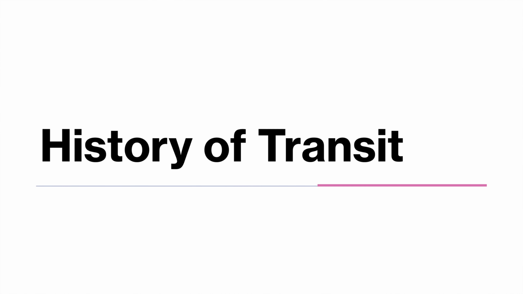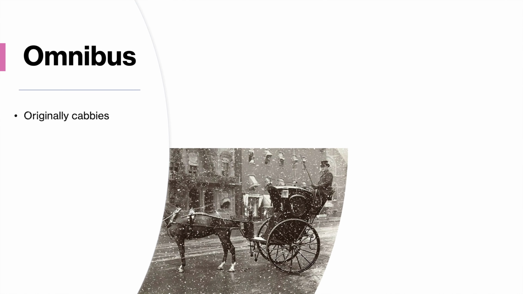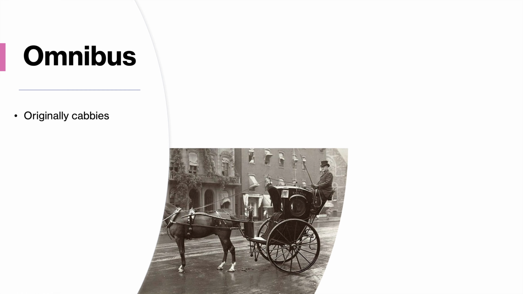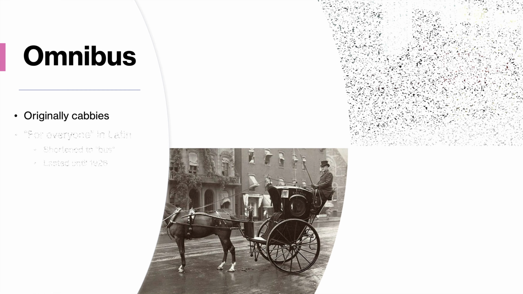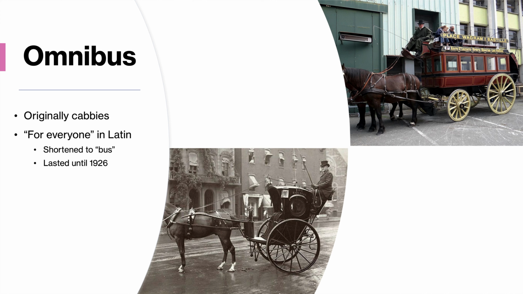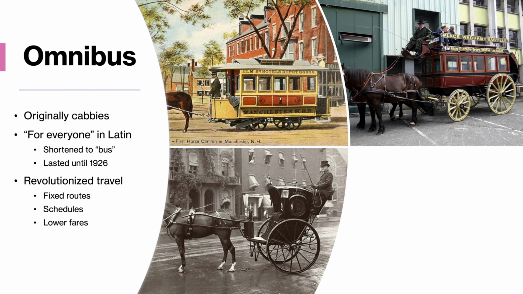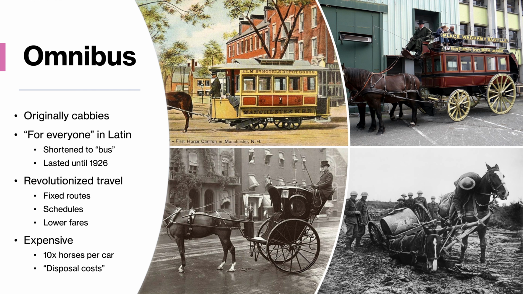So anyway, let's begin. As for the history of transit, of course, it all started with cabbies, private for-hire cabs going around major cities. But then along came the omnibus, meaning "for everyone" in Latin, and later shortened to bus. These basically ran on fixed schedules, and you could hop on and hop off at your leisure. Of course, once you had a fixed route and a schedule, you may as well turn it into a horse car route, and this absolutely revolutionized travel, in part because it lowered the fare. But it was very expensive to run.